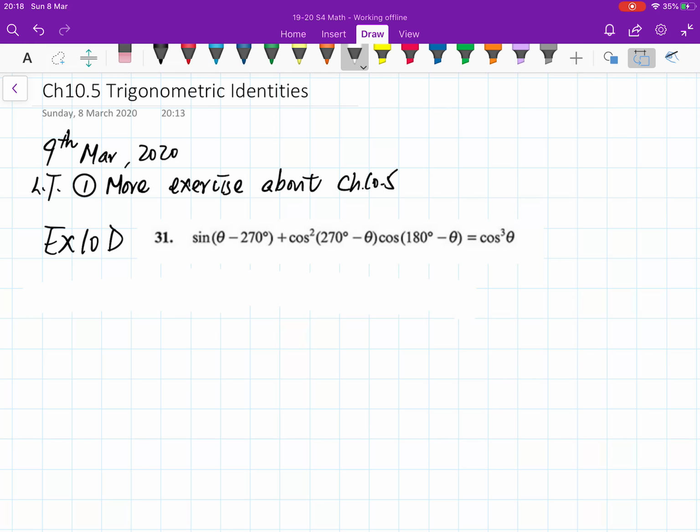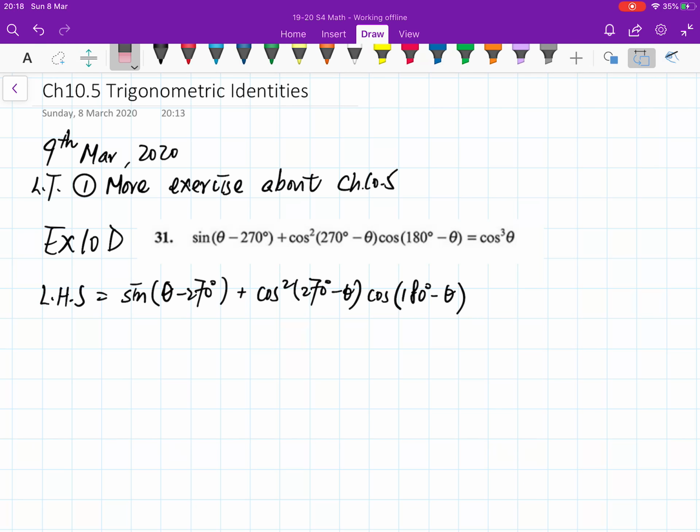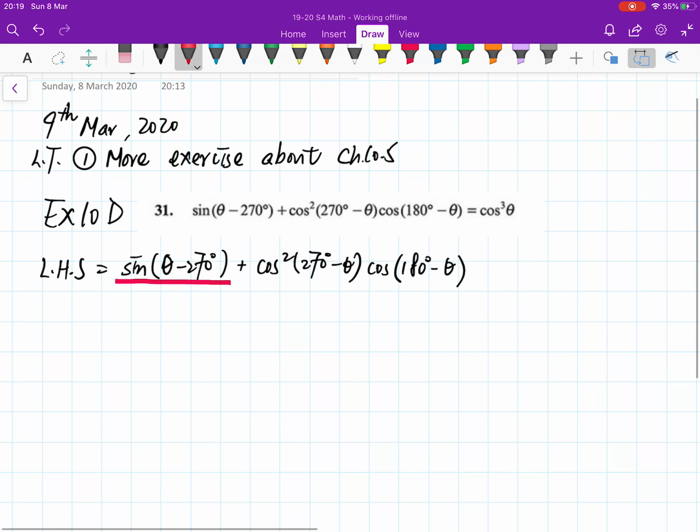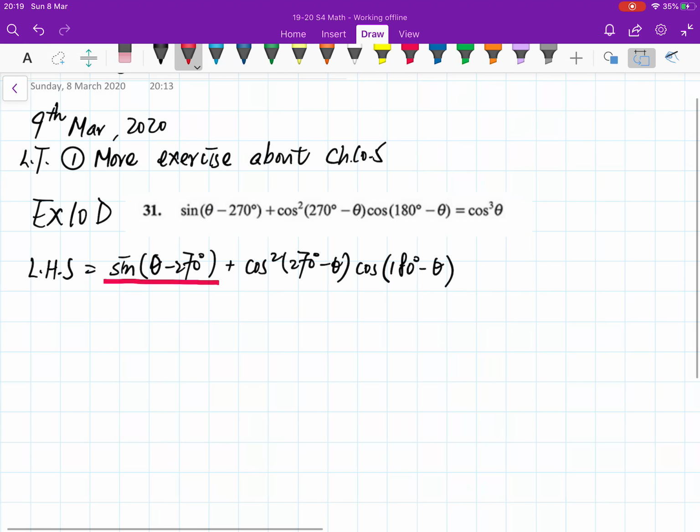Okay, so let's go. So in this question, left hand side, we have sine(theta minus 270 degree) plus cosine square(270 degree minus theta) times cosine(180 degree minus theta). Okay, so I think most of you are confused about sine(theta minus 270 degree). So I highlight it with red color, and then I will do it on the right hand side.